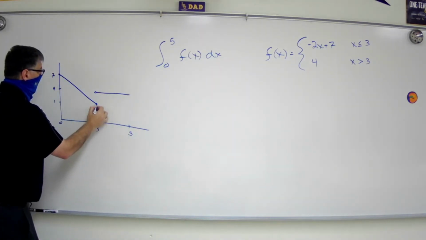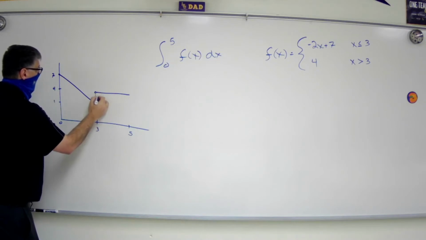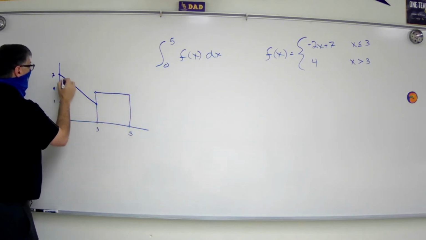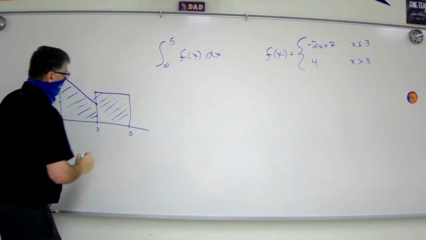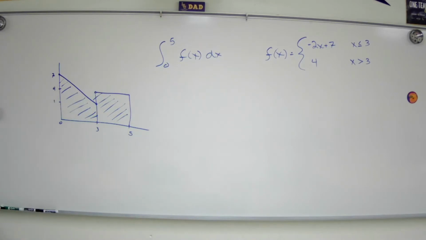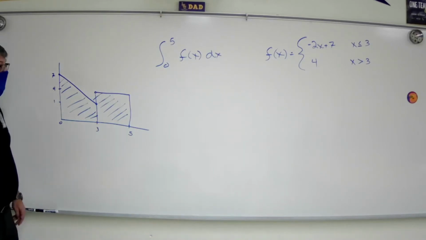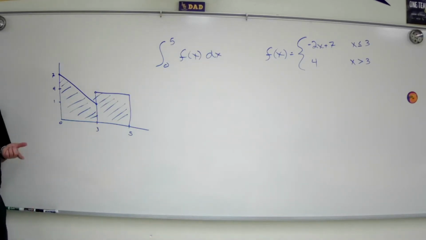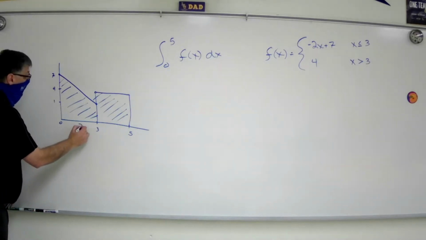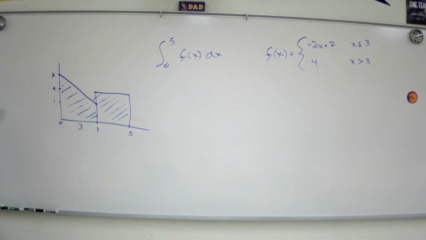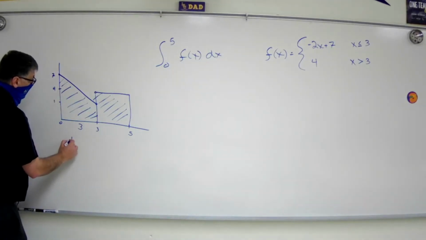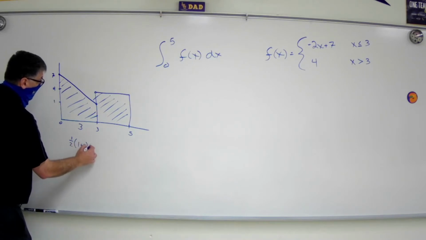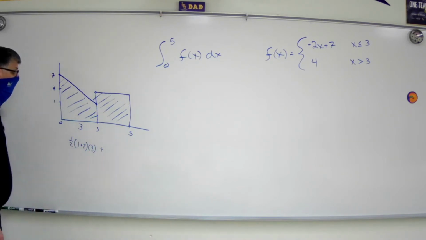So what we're looking for is this area. How would you find this area? Trapezoid and a rectangle. What is the height of my trapezoid? 3. What are the bases of my trapezoid? 1 and 7. Okay, so we know that we're going to have to do 1/2 of 1 plus 7 times 3 plus, so that's my trapezoid, right?